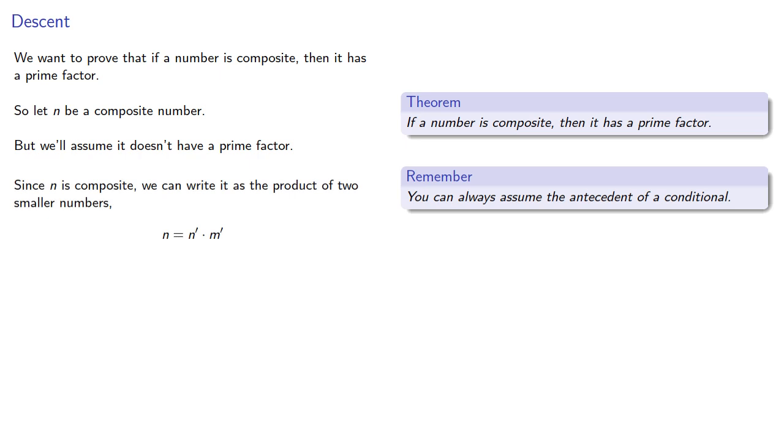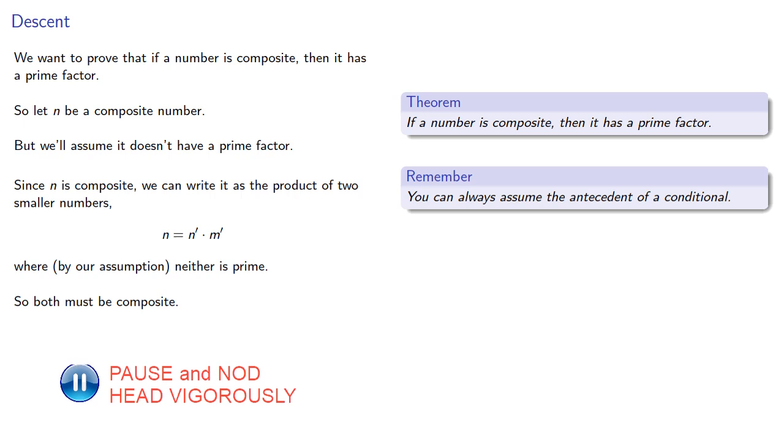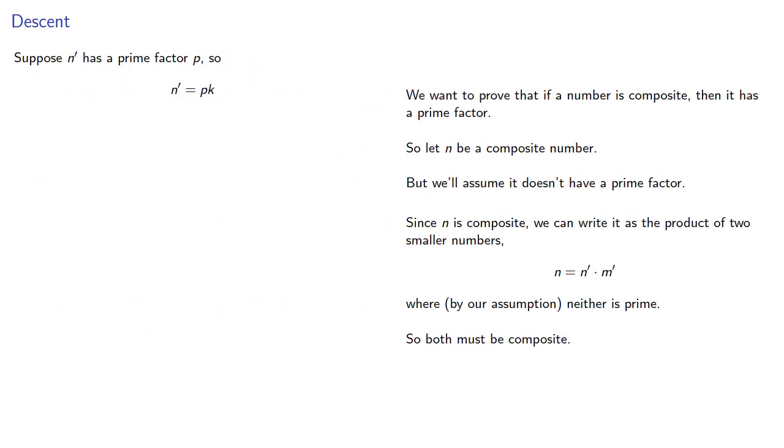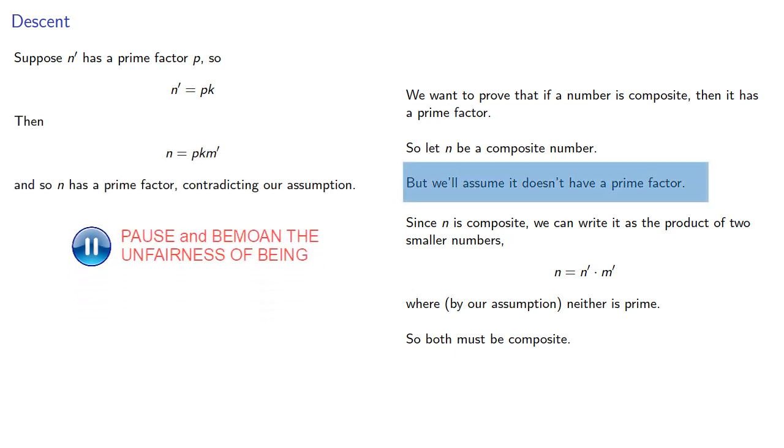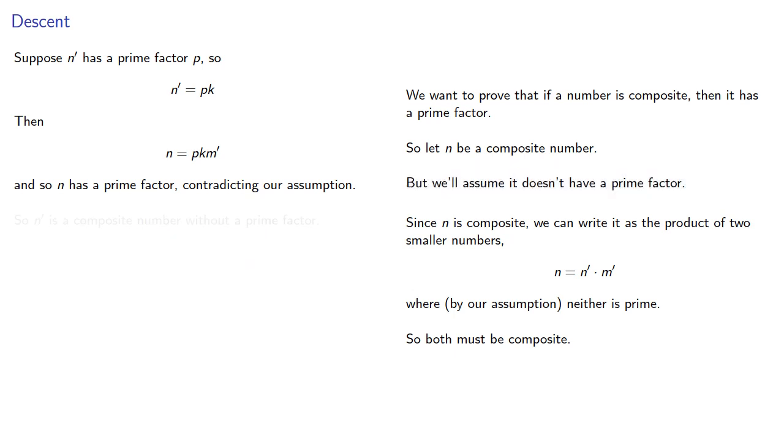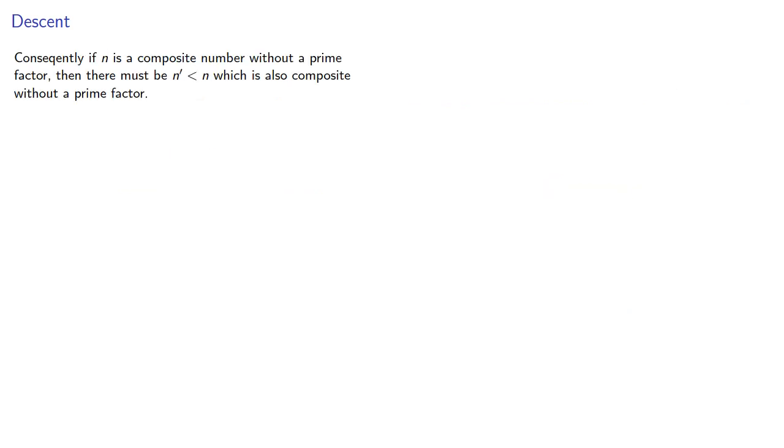Since n is composite, we can write it as a product of smaller numbers, where, by our assumption, neither is prime, so both must be composite. Suppose one of these factors had a prime factor, then n would also have a prime factor, contradicting our assumption. So the factor must also be composite without a prime factor. Consequently, if n is a composite number without a prime factor, then there must be a smaller number which is also composite without a prime factor.